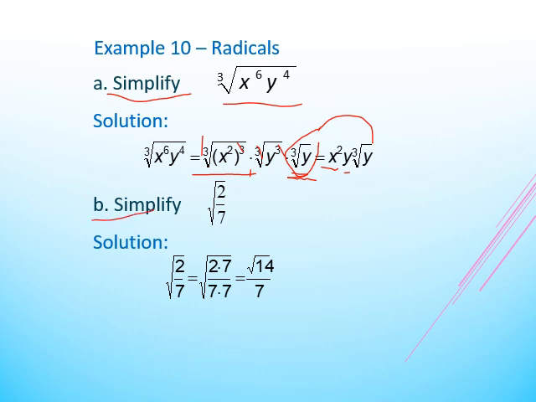Here, simplify root of 2 over 7. We can distribute the root, which have different bases but the same index. So we have 2 over 7 times 7 over 7. From where we get the 7, this is just to simplify the denominator here. So multiplying by the same one because it is a square root, so we can say that root 14 over root 7.